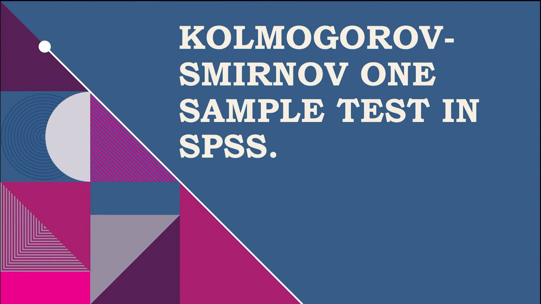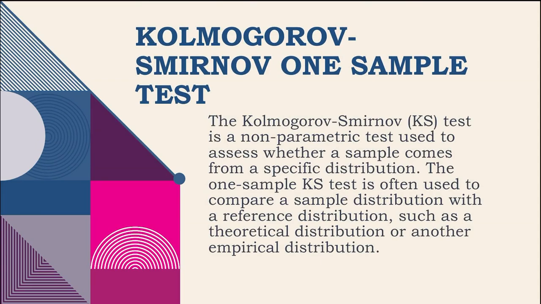Today we'll be discussing how to perform the Kolmogorov-Smirnov One-Sample Test in SPSS. Before that, let us know what the KS One-Sample Test is. The Kolmogorov-Smirnov or KS test is a non-parametric test used to assess whether a sample comes from a specific distribution. The one-sample KS test is often used to compare a sample distribution with a reference distribution, such as a theoretical distribution or another empirical distribution.